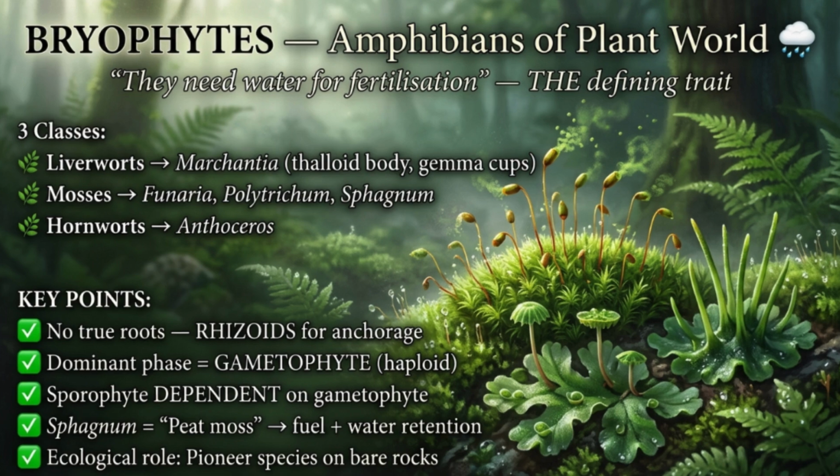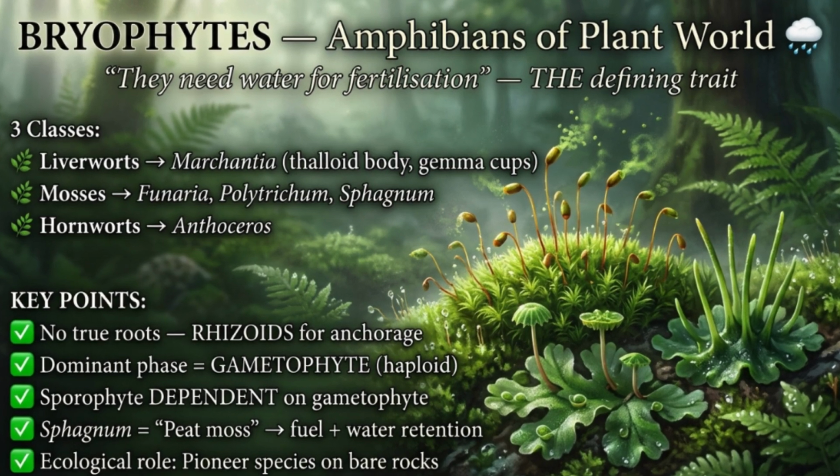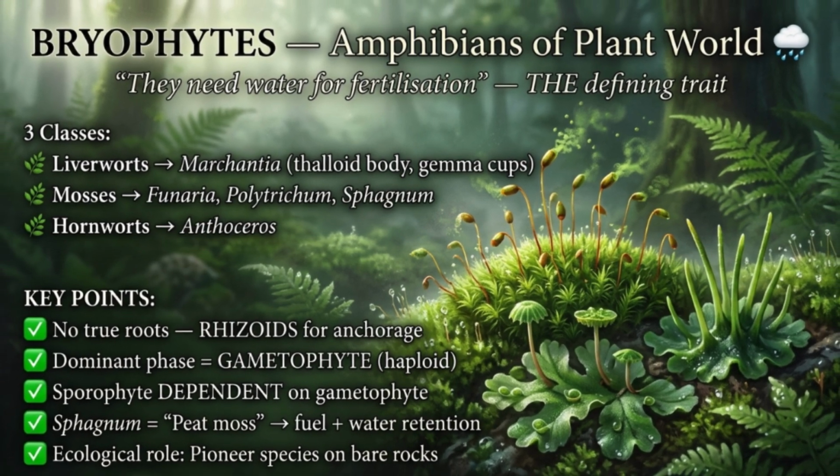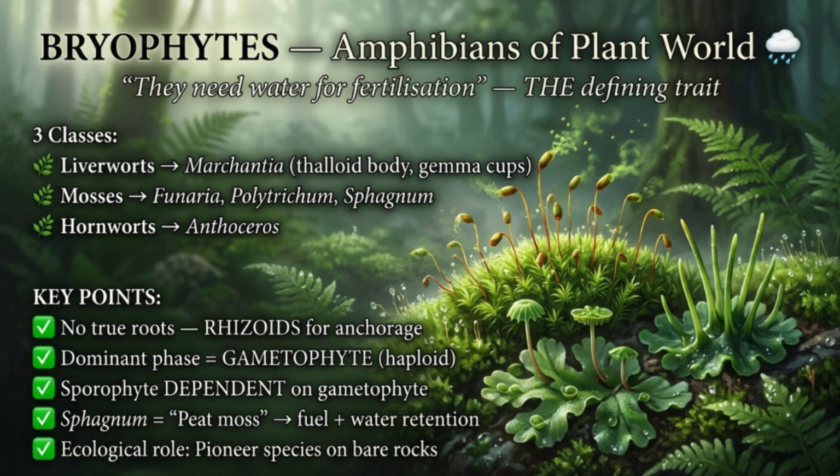Next, let's talk about bryophytes, called the amphibians of the plant world. And that's not just a poetic line. They genuinely need water for reproduction, just like amphibians need water to breed. Their body is a thallus, no true roots, just rhizoids for anchoring.